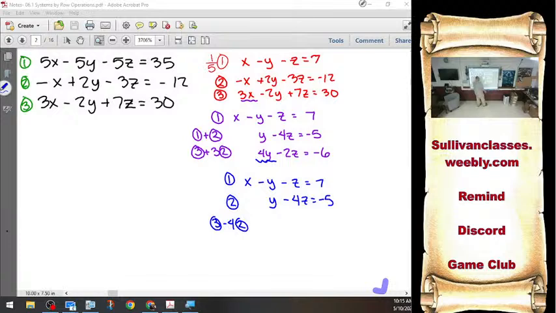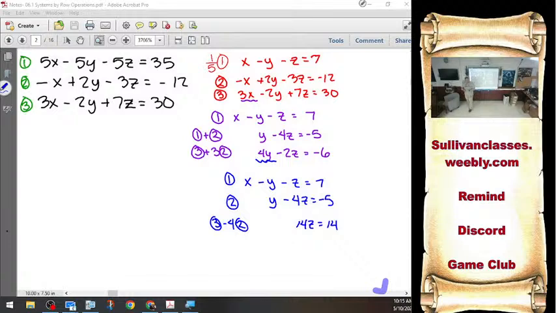So I'll take this times a negative 4 and add it. Take that times a negative 4, 16z, and add it. Take that times a negative 4, positive 20, and add it. That's supposed to say 16z. Times negative 4 is 16z, add it.